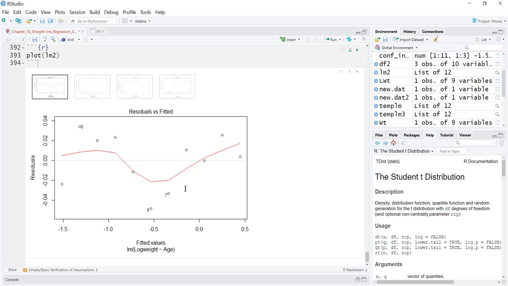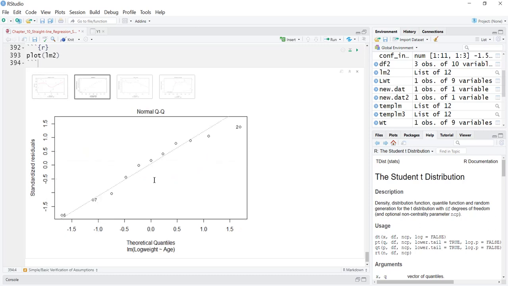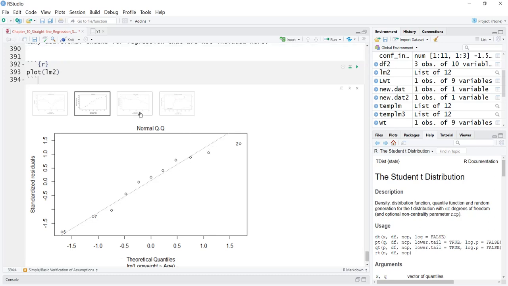We see a pattern here where it dips in the middle and goes negative, but it's very, very small. Okay, we look at the QQ line for normality. This point seems to be the furthest away, but it's in the tail. All the other points are nice and close to the line, so there's no issue with normality.